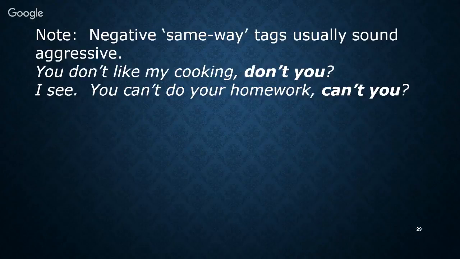You don't like my cooking, don't you? So, you don't like my cooking, don't you? I see you can't do your homework, can't you?